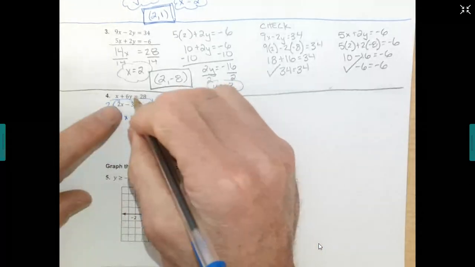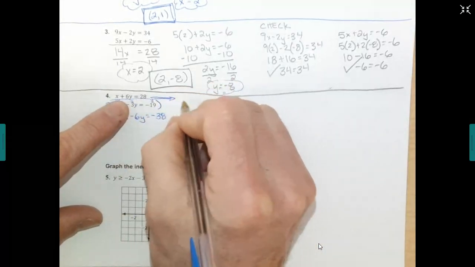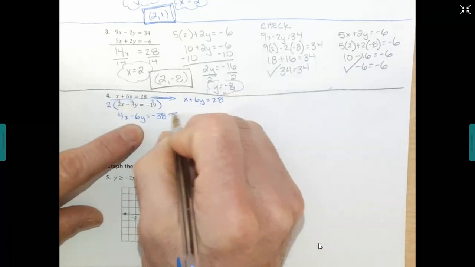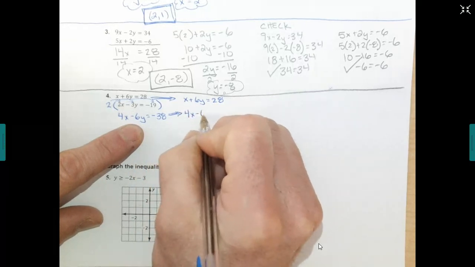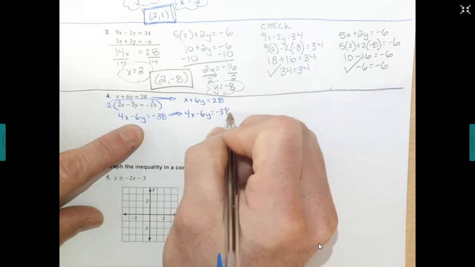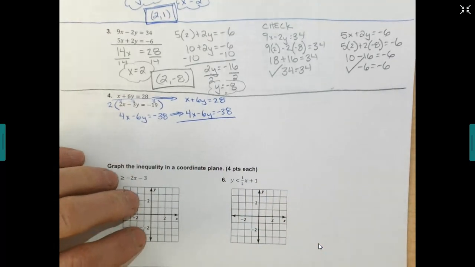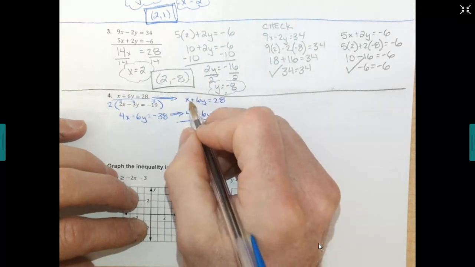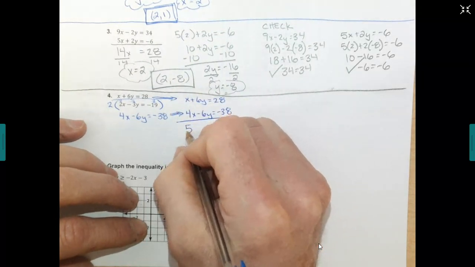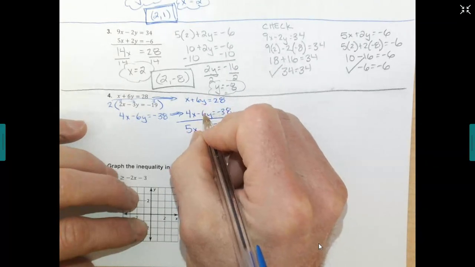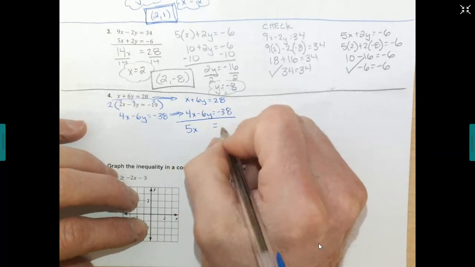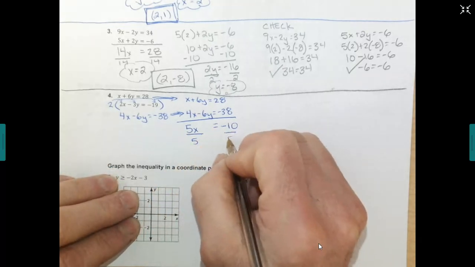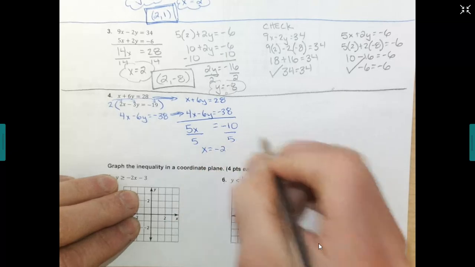So I want to rewrite these. So my first equation, x plus 6y equals 28. 4x minus 6y equals negative 38. I'm going to add those two together. So x plus 4x is 5x. Positive 6 minus 6 is 0. 28 minus 38 is negative 10. So x equals negative 2.